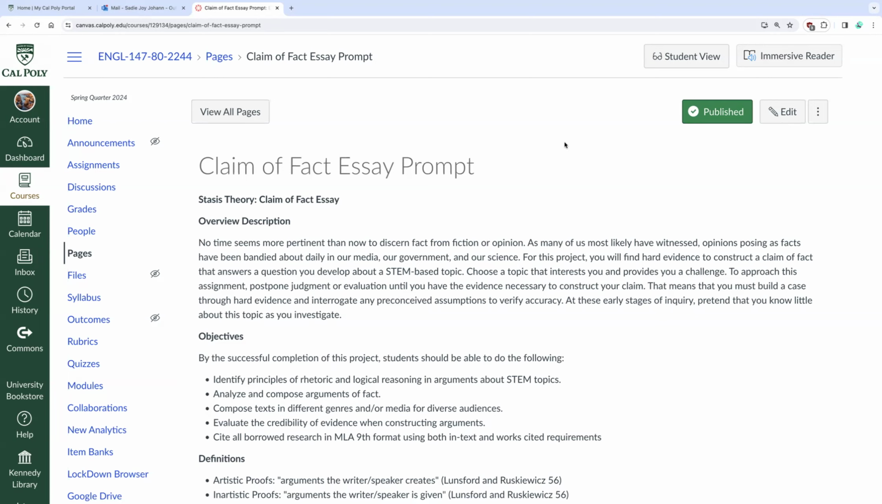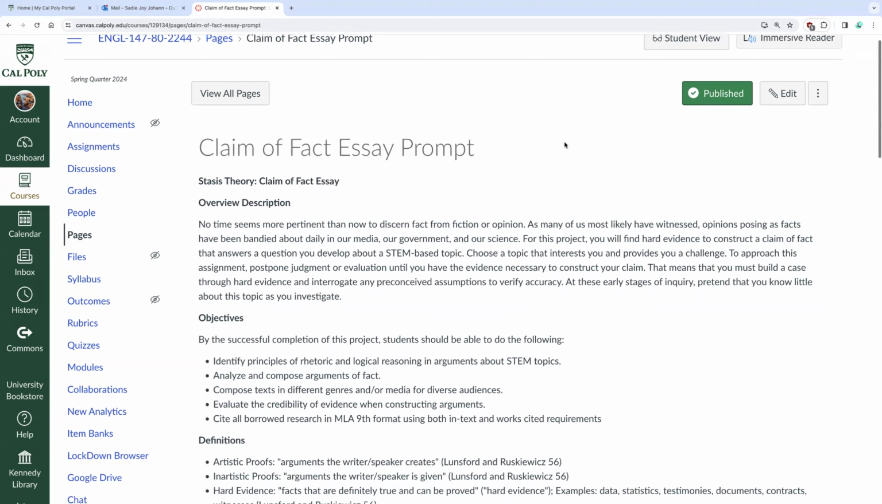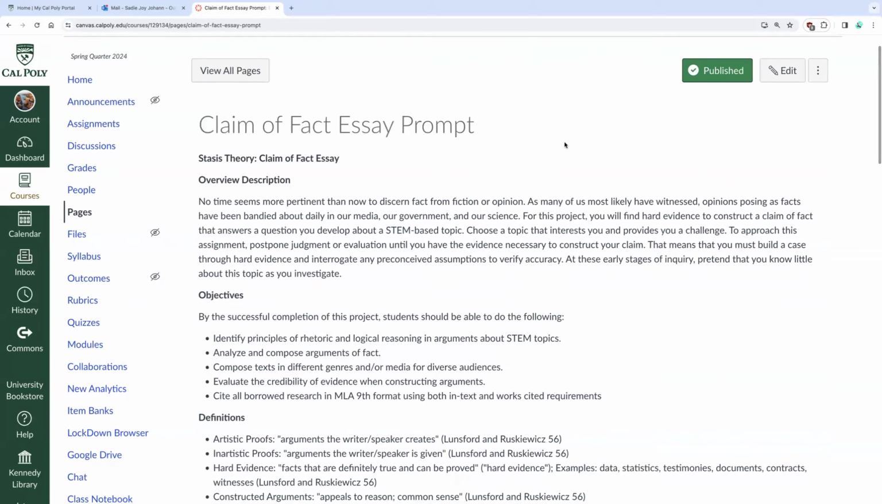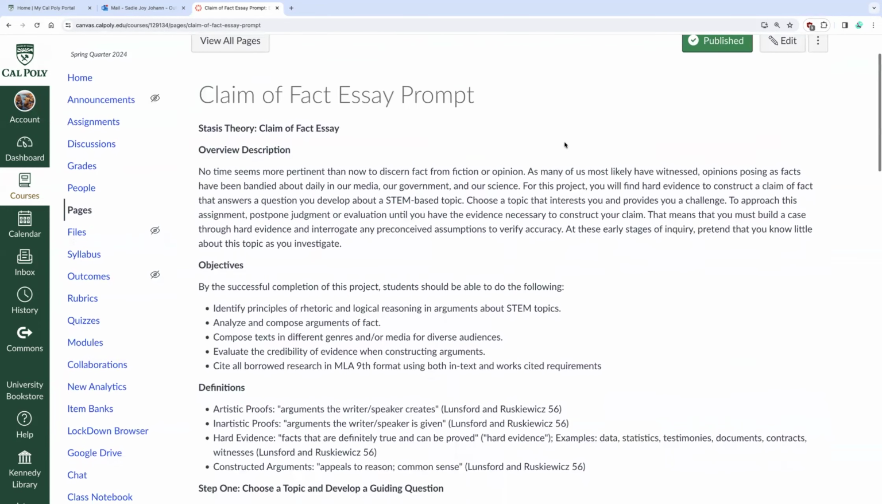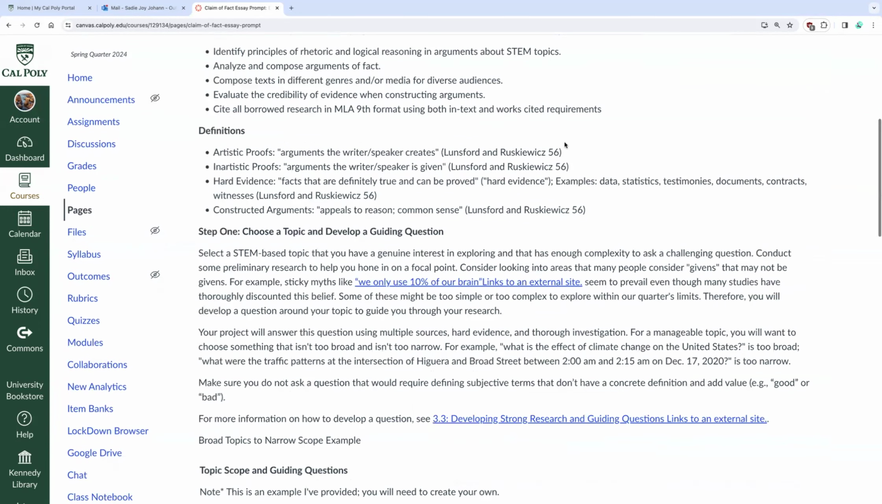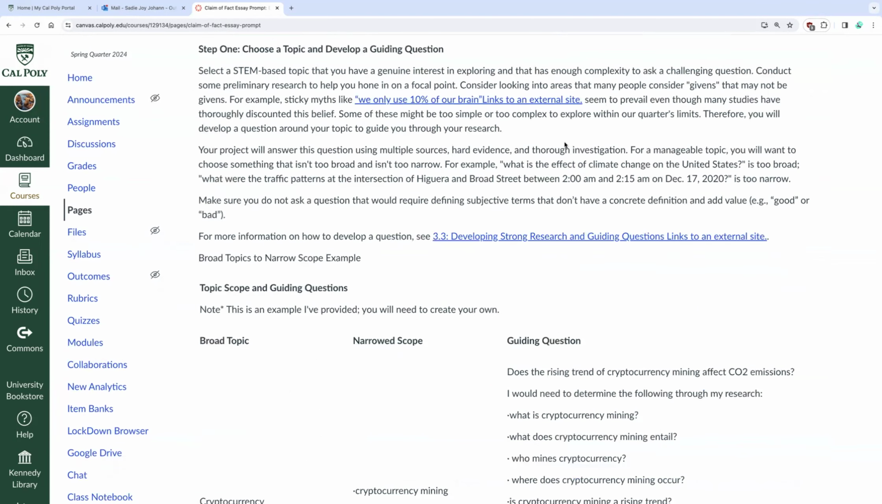And so with this project, you're going to find hard evidence to construct a claim of fact that answers a question you develop about a STEM-based topic. Make sure you choose a topic that interests you and that provides you a challenge. So the first step is to actually choose that topic and develop a guiding question.